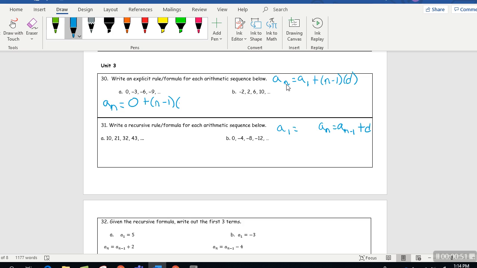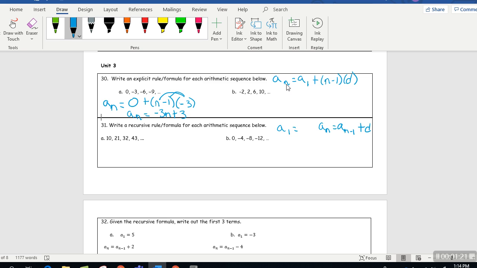times, now what are we adding or subtracting? Well, we're going down, so we're subtracting. We're going down by 3, so that means we're going to have a negative 3 as our common difference. From there, we can simplify. We distribute that negative 3. So we should end up with negative 3n plus 3, because this is negative times a negative, turns into a positive. So you should get a sub n equals negative 3n plus 3.